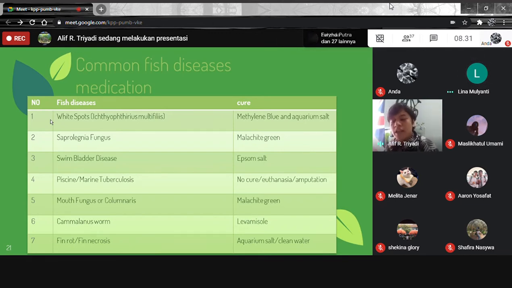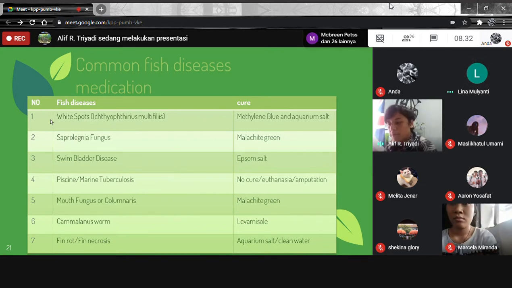There is piscine or marine tuberculosis. No, this is different from human tuberculosis, but this is also deadly. There is no certain cure for this disease, unfortunately. However, you could do euthanasia to keep the fish from suffering, and amputation if necessary, although for smaller fish you can't do amputation because it will unfortunately kill the fish. And there is mouth fungus, or columnaris. It appears in the fish's mouth as if he's eating something white, and the only way to cure this fungal disease is with malachite green.